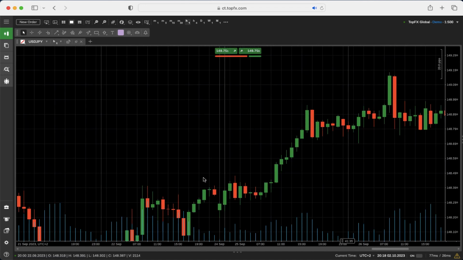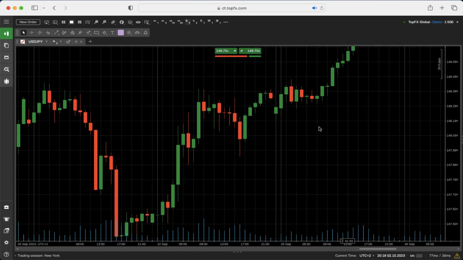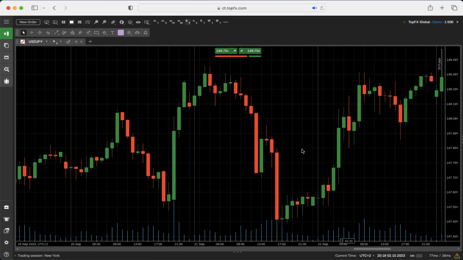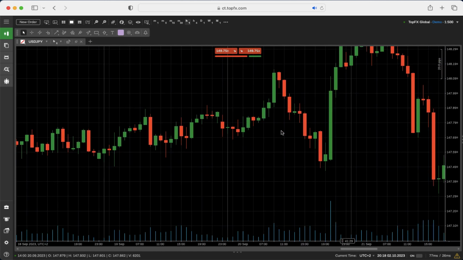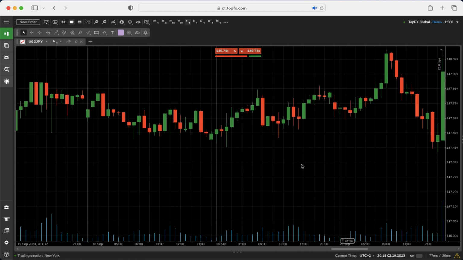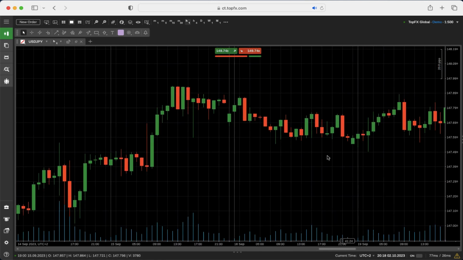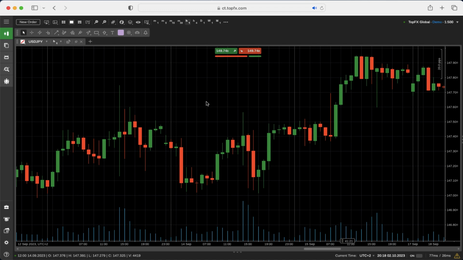Okay, let me find the doji, because what I want to show you is the doji pattern. Dojis are rare to find. They are not that common these days, but they are very nice to find, because they are one of the strongest patterns that you can have.